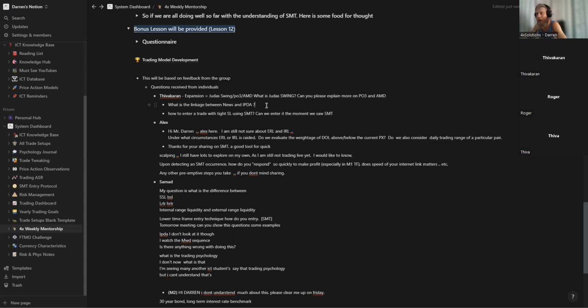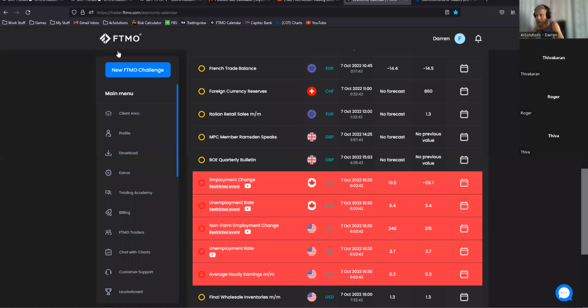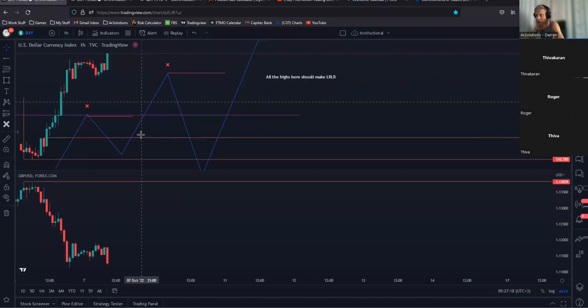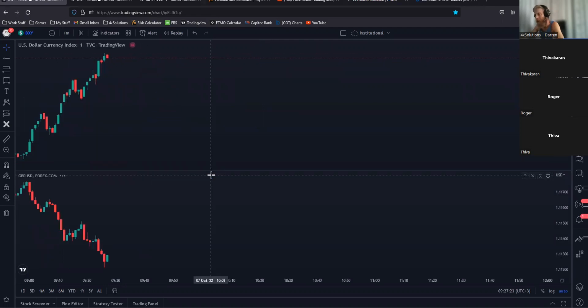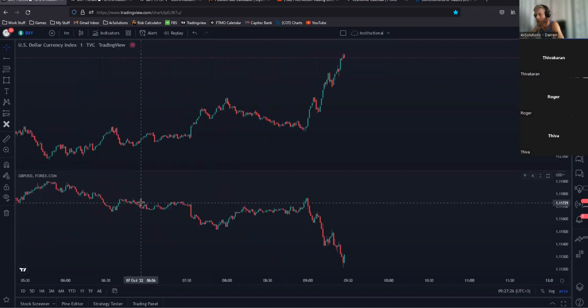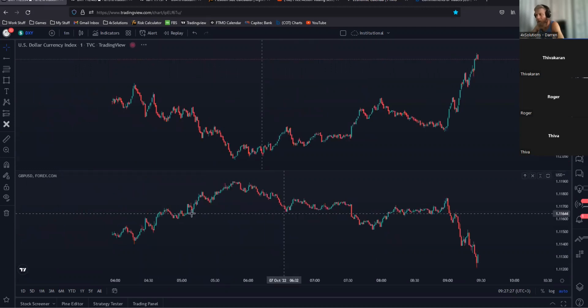Okay. And then you asked me, how do you enter with a tight stop loss using SMT? Can we enter at the moment we see SMT? And yes, you can definitely enter the moment you see SMT. So I think yesterday would be a good example, Vivakaran, because yesterday you did sell GU and then you got stopped out.